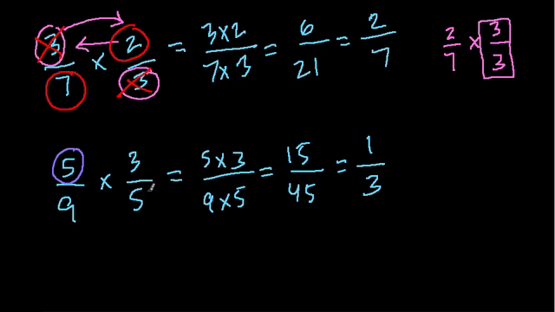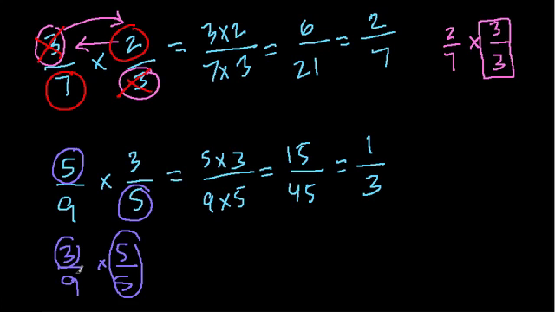Notice that 5 and 5 here match. So if I switch these two, I get 3 over 9 times 5 over 5. And 5 over 5 is just 1. Also notice that 3 goes into 9 3 times, so that's like 1/3. So the answer is 1 times 1/3, and that was our answer, 1/3.